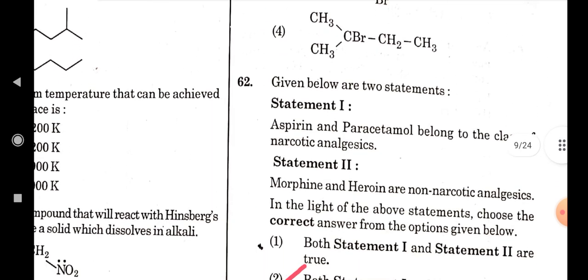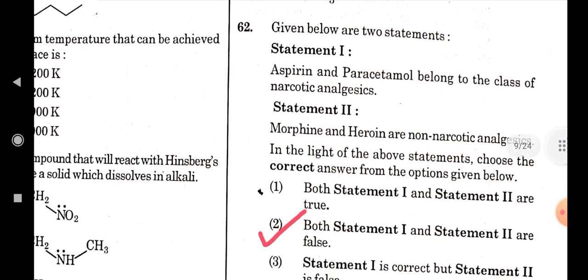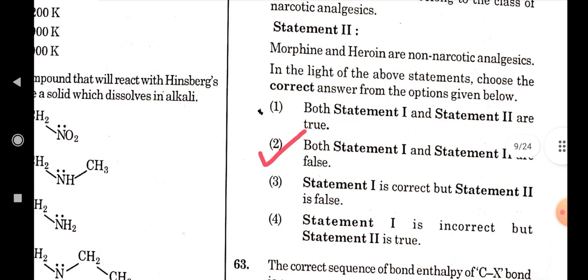Now for question 62, we have some statements. Aspirin and paracetamol belong to the class of narcotic analgesics. And statement 2 is that morphine and heroin are non-narcotic. These are just wrong statements, we know, right? So statement 1 and statement 2 are both false. So the correct option will be option number 2.